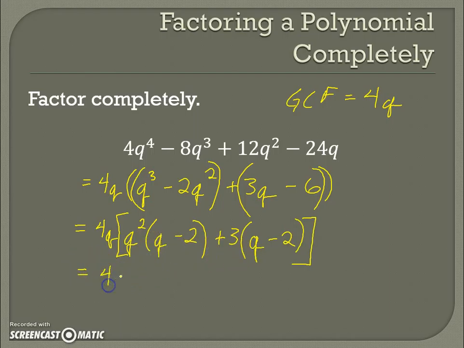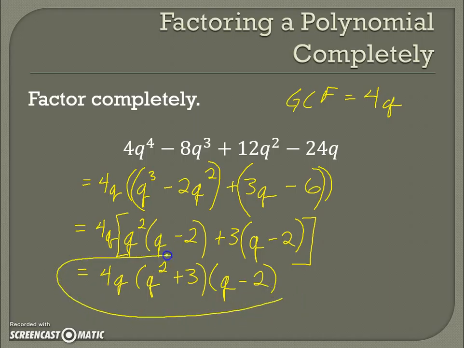So I'm going to have 4q, and then q squared plus 3, and then q minus 2. All right, so that is factoring that out completely. So this part inside the brackets is exactly what we were doing on that previous slide.